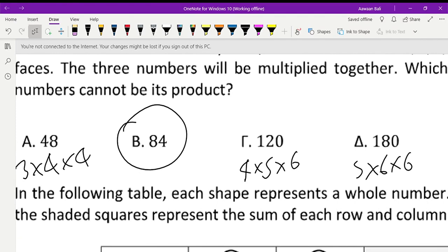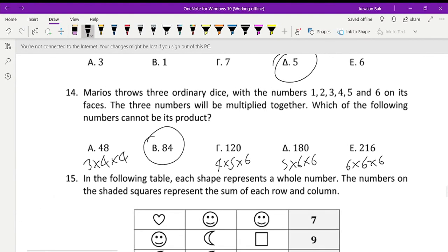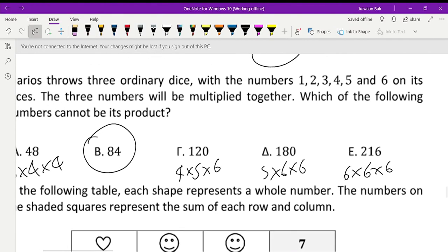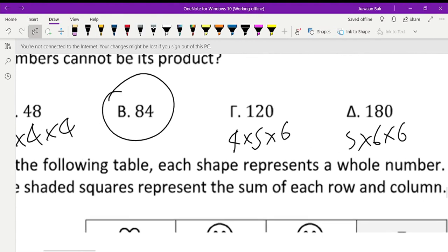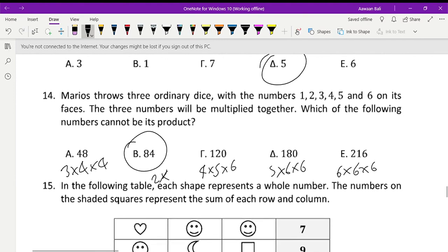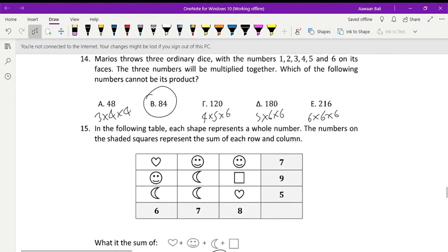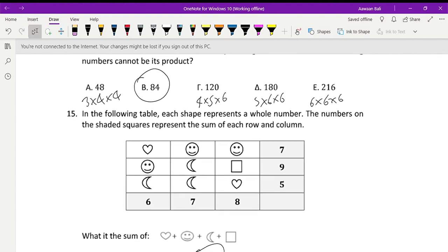Since if you say 6 times 2, that's 12, but there is no 7 on a six-sided die. So basically, you can't approach it like that. And if you just do times 2, that's 42, and you can't get 6 times 7 again. And so therefore, you can say beta 84 is impossible no matter which way you try it. So it cannot be a product.